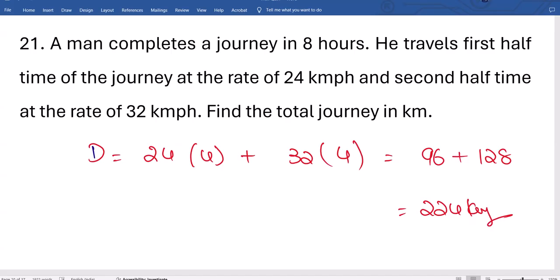Distance is speed into time, but two different speeds are given. First half of the time with 24 speed, next half of the time with 32 km per hour speed. So distance is speed into time, just apply that. 224 kilometers is correct. Now let's move to the next question.